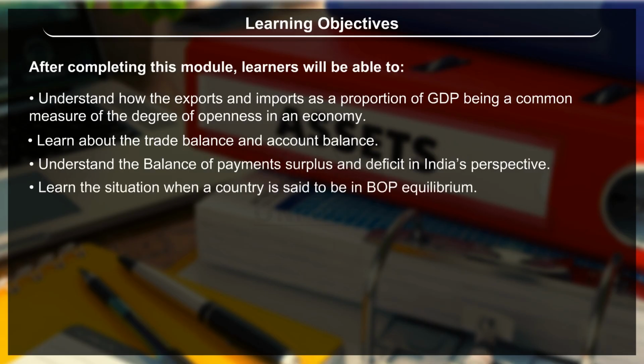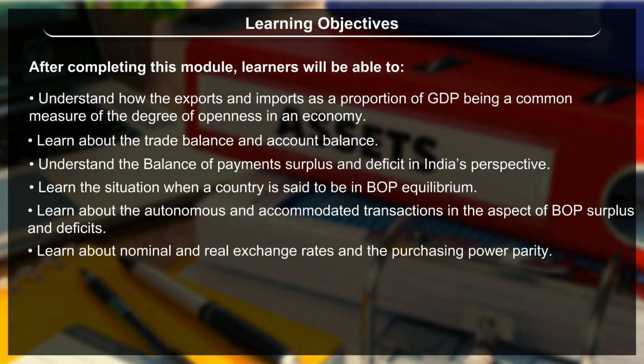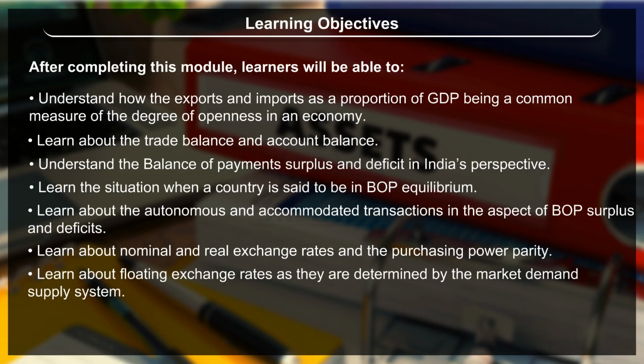Learn the situation when a country is said to be in BOP equilibrium. Learn about autonomous and accommodating transactions in the aspect of BOP surplus and deficits. Learn about nominal and real exchange rates and purchasing power parity. Learn about floating exchange rates, as they are determined by the market demand-supply system.